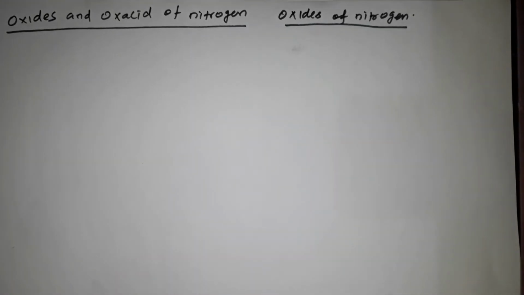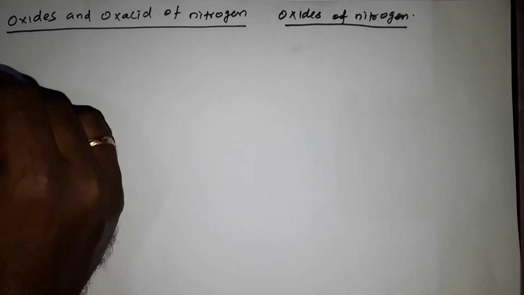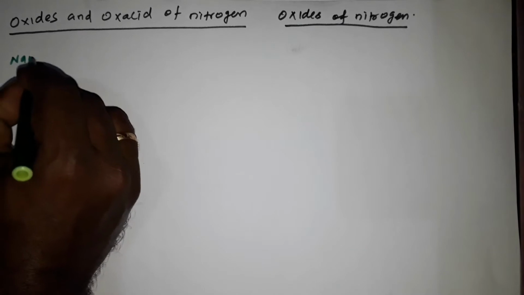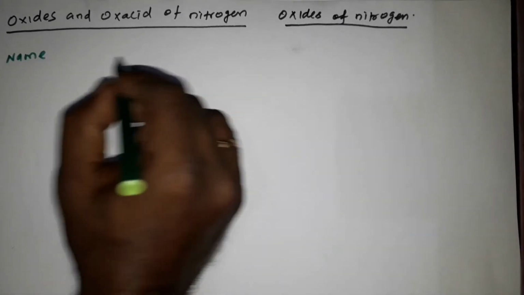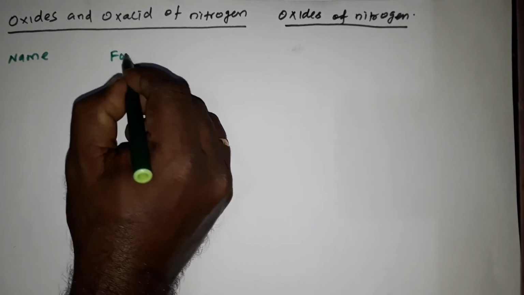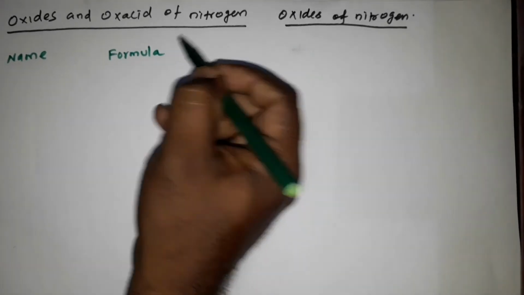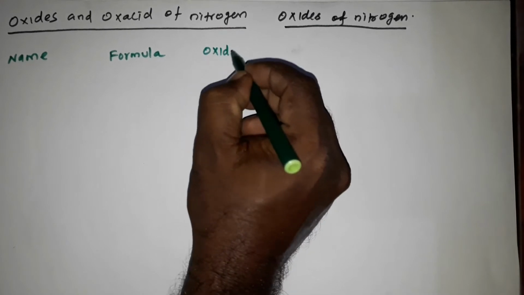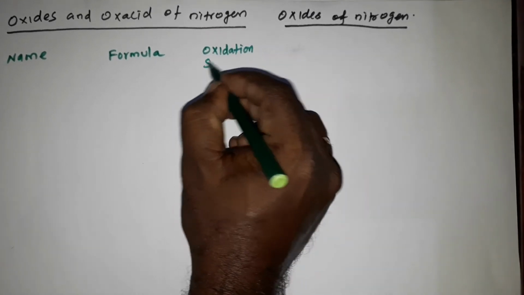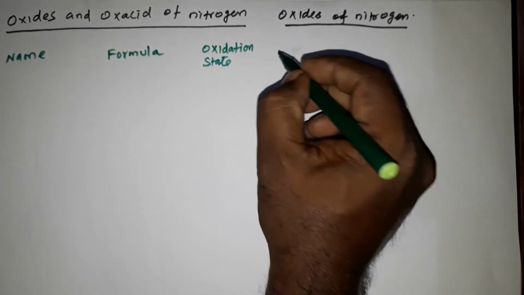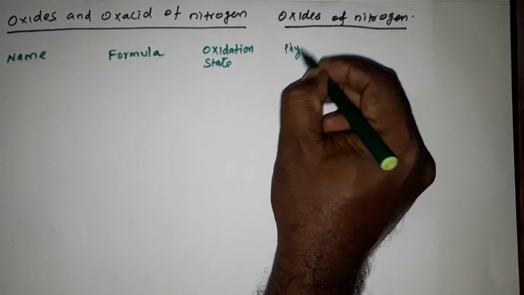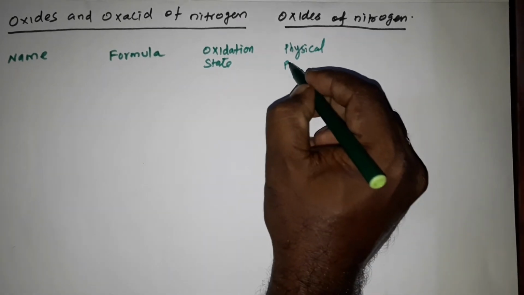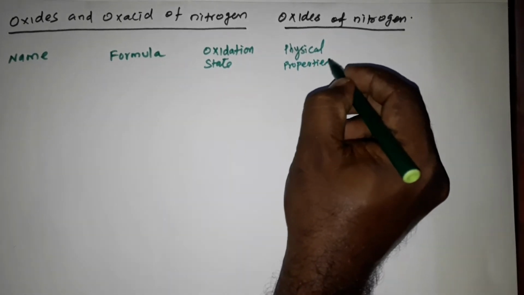So there are 6 types of oxides we are going to study. So I will make one tabular column, and from that I will explain one by one. First I will write the name of the oxide, then formula, then oxidation state, then physical properties, then preparation.